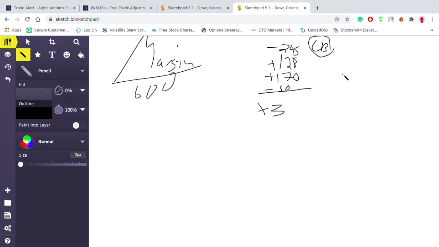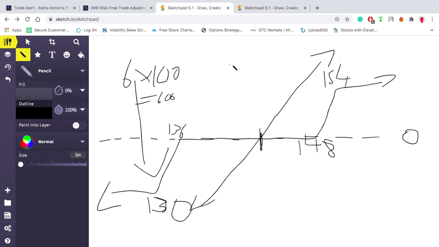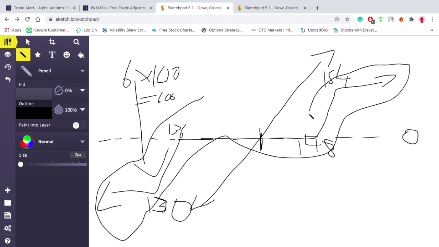So right here with what we did with IWM, we had a cost basis of $3, margin we had to put up of $600. And of course, this is what the payoff diagram looks like. If you had put on the options trade, this is what the payoff diagram looks like right here. And then this other one, this is if you just bought the stock.